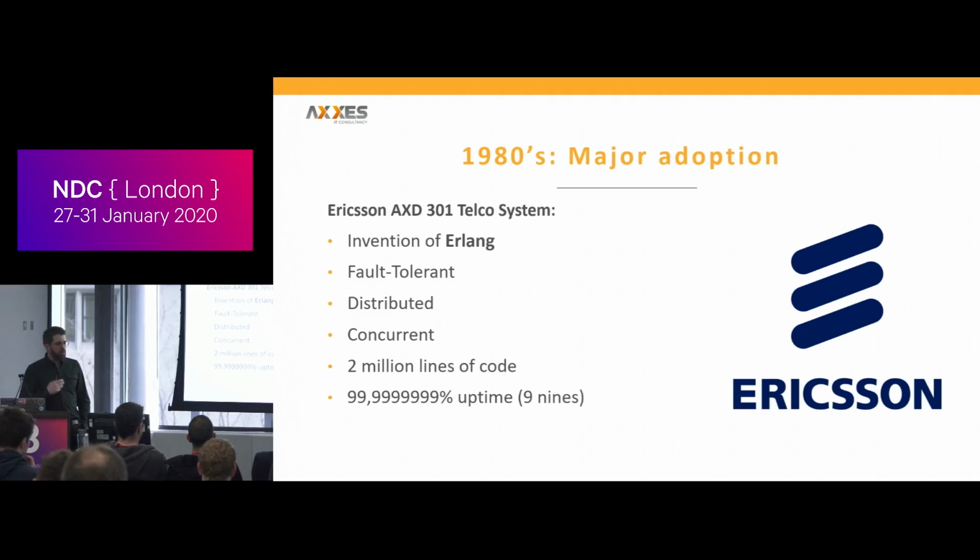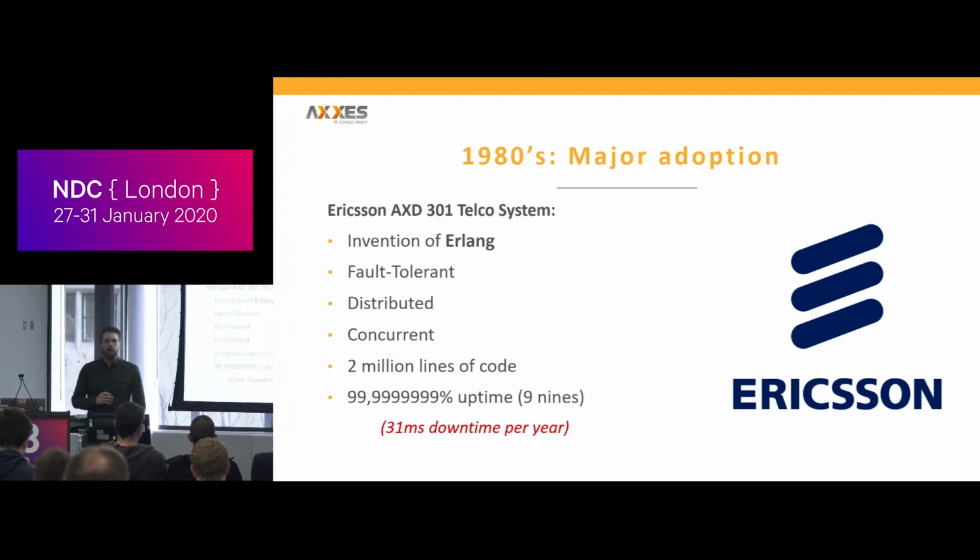And their focus was on being very performant, very fault tolerant, distributed, concurrent, all these things that we value now. And they managed to get 9 nines uptime with a code base that had about 2 million lines of code, which is impressive. It's even more impressive if you put that in real time, because that means that you will get 31 milliseconds of downtime per year. I don't know about your code, but I don't achieve that.